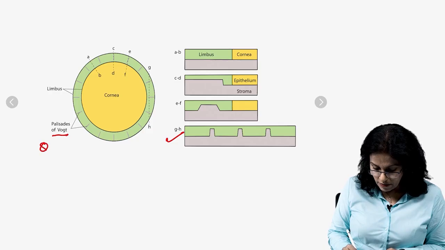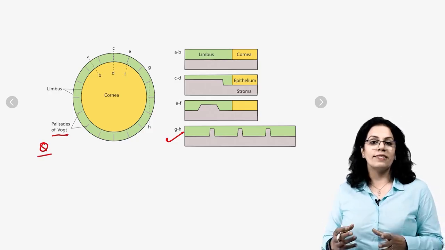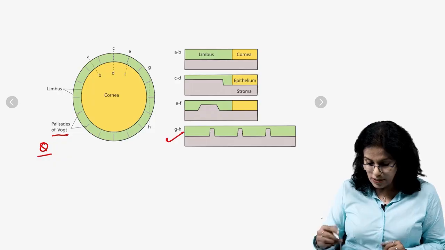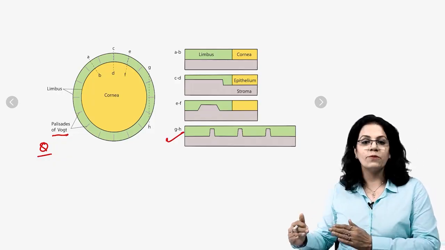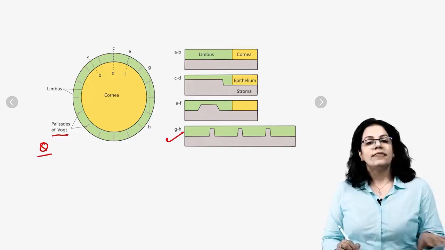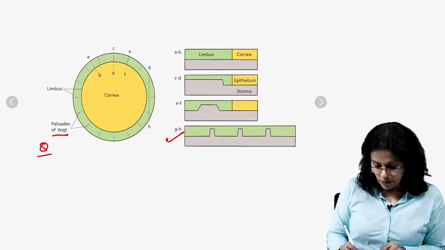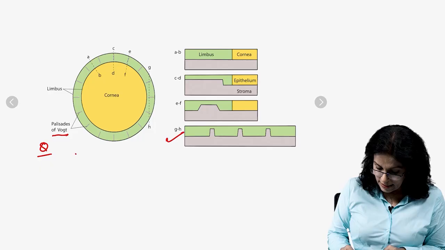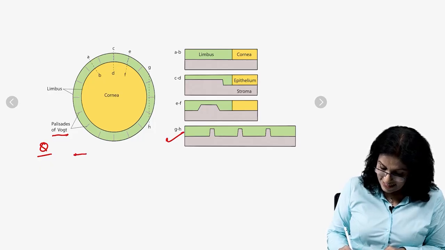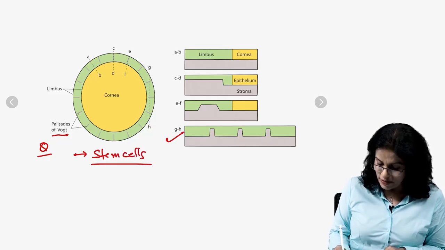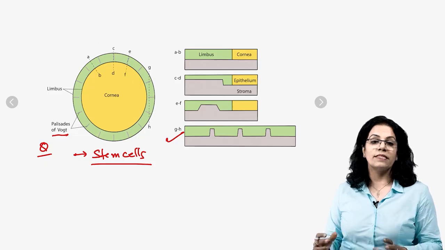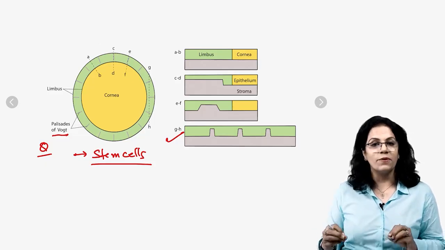What is the question asked? What does the palisades of Vogt contain? It is nothing but dipping of the limbal epithelium into the stroma of the cornea. So what does it contain? We will answer: it has stem cells. And this is important. Stem cells are at the limbus. We all know limbal stem cells. They are at the palisades of Vogt.